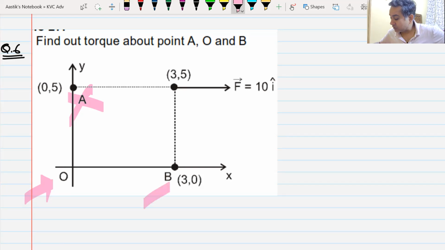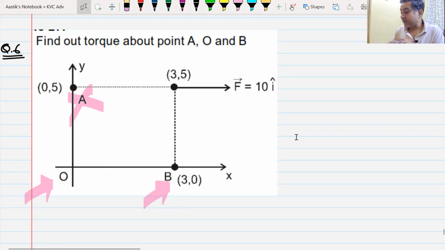What will be the torque of the force about the point B? It is again going to be the same, 10 multiplied by 5. Yes or no? Yes, sir. And the torque would be like this. Yes or no? Yes, sir. So once you understand a concept, you can apply it in various ways. Shall we move ahead?